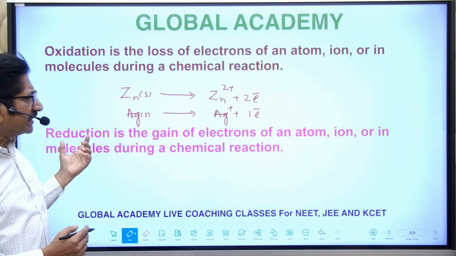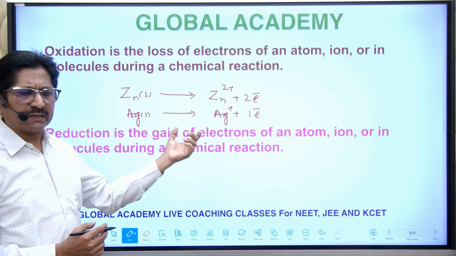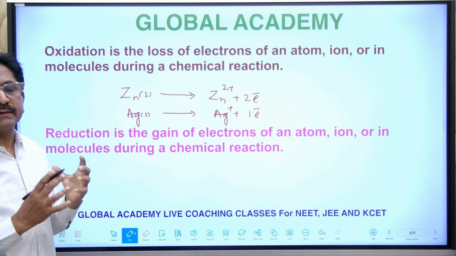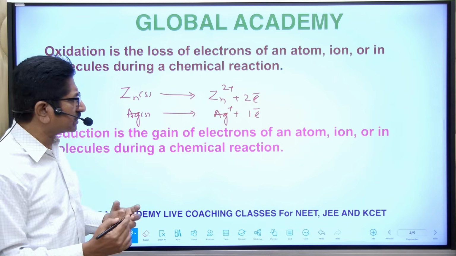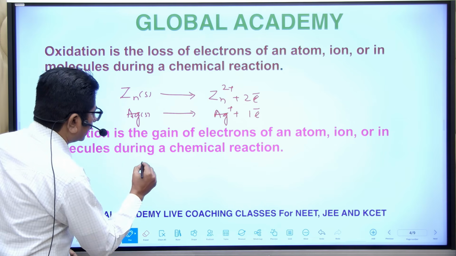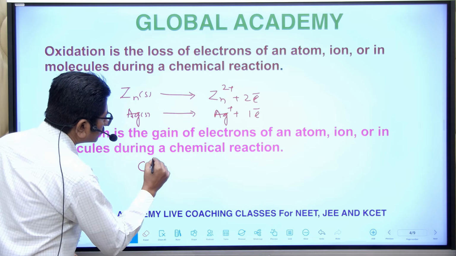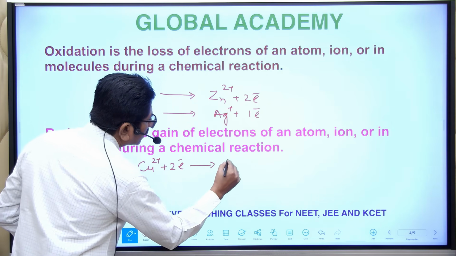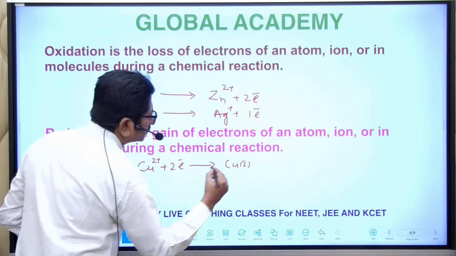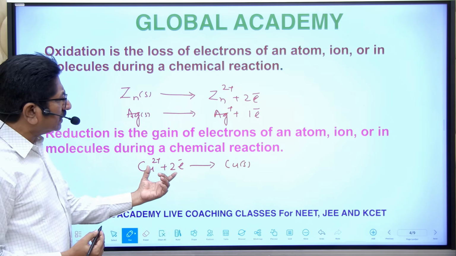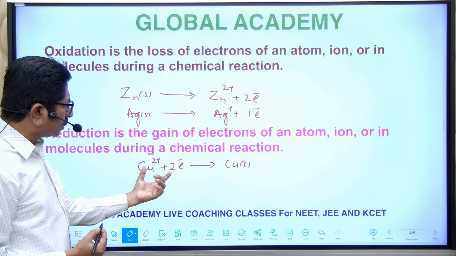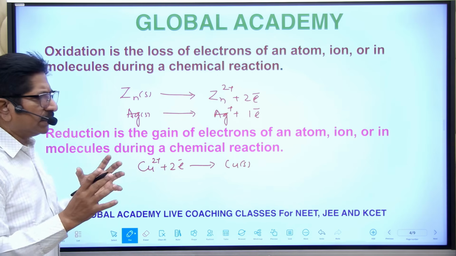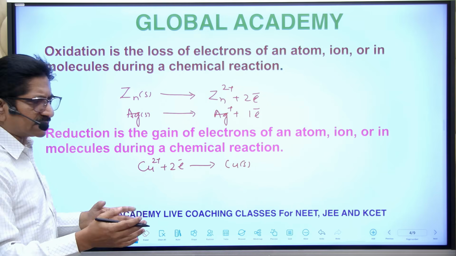Now, what is reduction? Reduction is the gain of electrons by an atom, ion or molecule. Gain of the electron. For example, you take Cu2+, it takes 2 electrons and becomes copper solid. This is the gain of electrons by the ion, and hence it becomes copper, and this is called reduction.